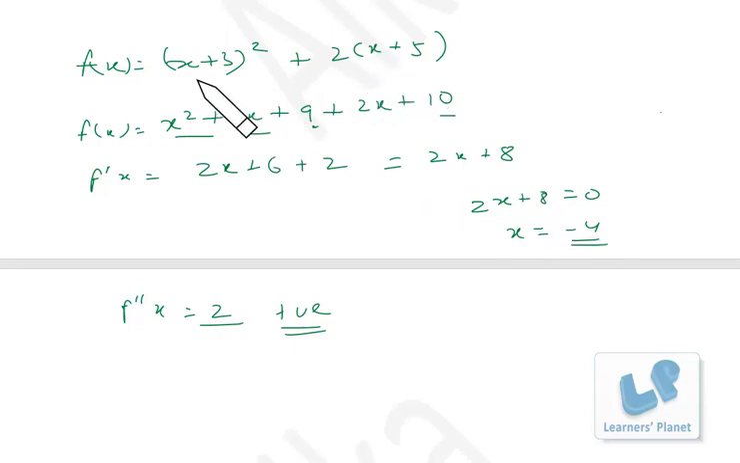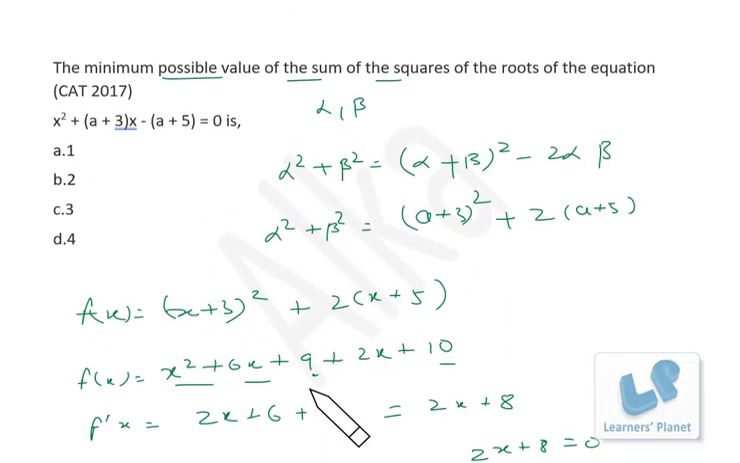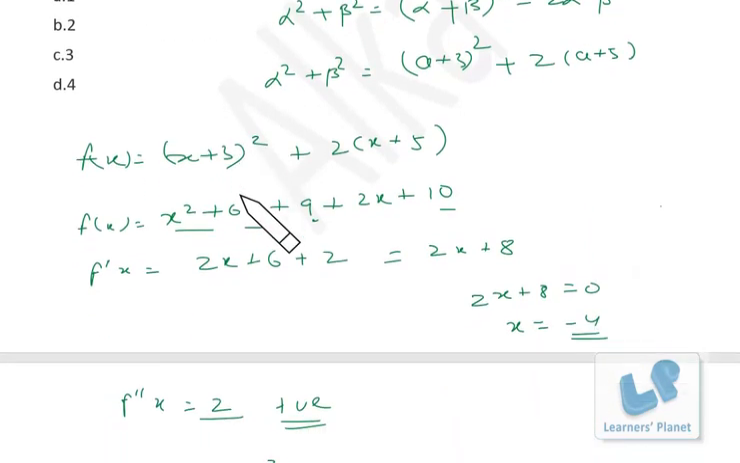So x is equal to minus 4, you can put it over here. So minus 4 plus 3, that is minus 1. Minus 1 square, that is 1, plus 2 into minus 4 plus 5, that is 1 into 2, 2. So it is 3. So the minimum value of the sum of the squares of the roots is 3.